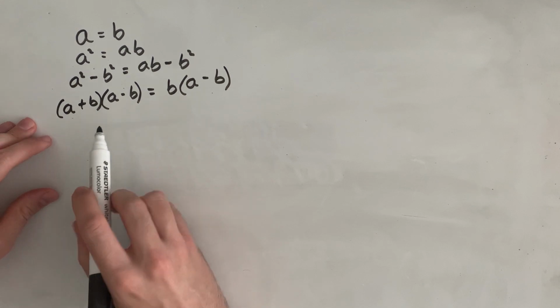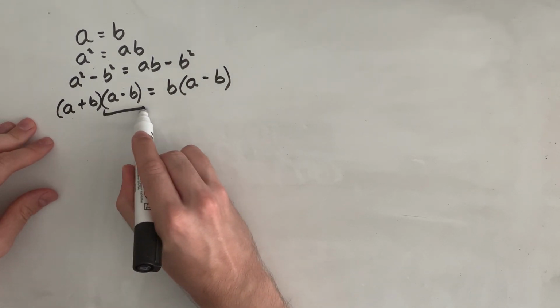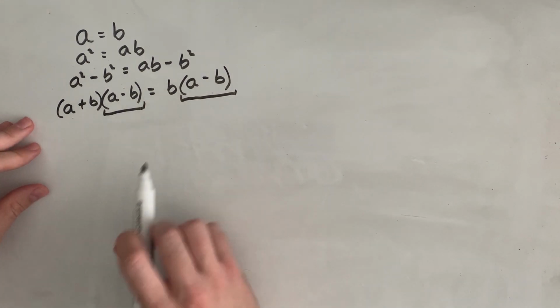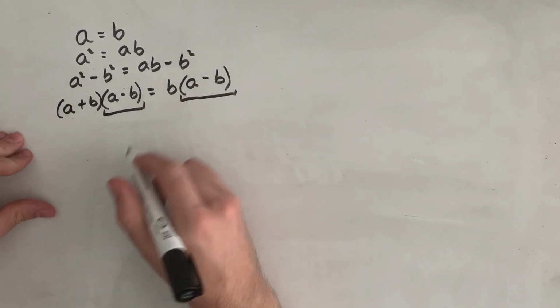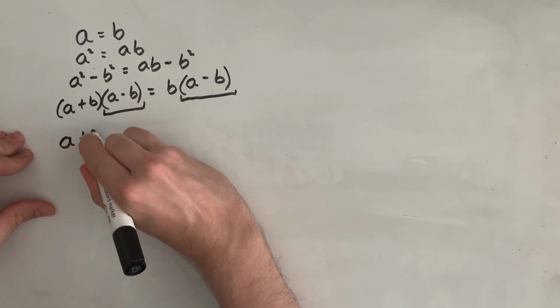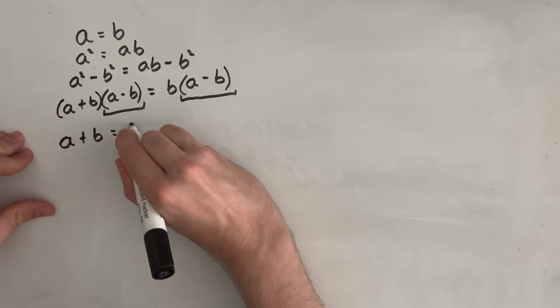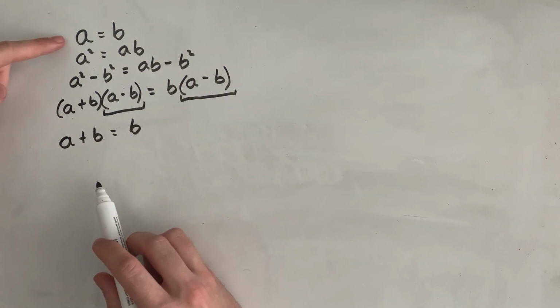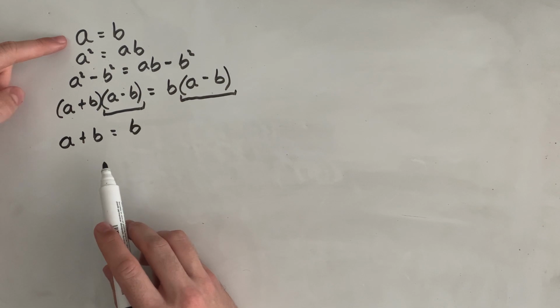And what we can note now is that this term here is the same as this term here, so they will actually cancel out across the equal sign. So simplifying this, having performed our factorization, we'll simply get that A plus B is equal to B. But now we can recall from our top line here that A is equal to B.